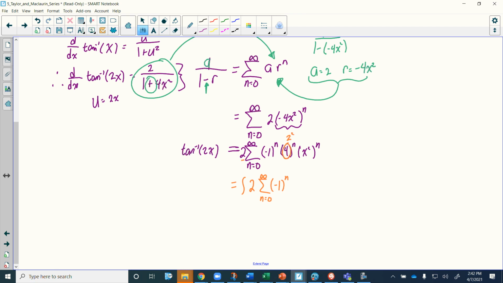And the reason why I want that is because I recognize that if I rewrite that as a common base, I can simplify the 2 when I bring it back in. So this will be 2 squared to the power of n. And if I use the power rule for the exponents, that's going to give me x to the 2n power.